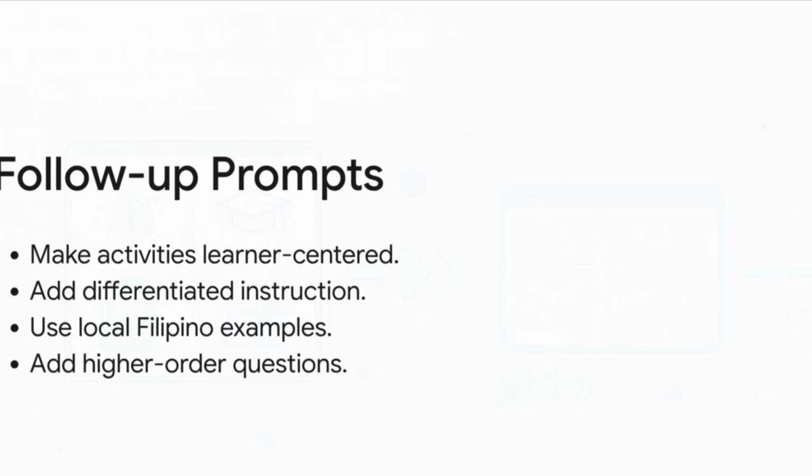You can literally just tell ChatGPT, hey, make these activities more learner-centered, or add differentiated instruction for students who struggle with reading. If the science examples feel a bit too Western, just tell it, use local examples relevant to Filipino learners. Want to really challenge them? Prompt it to incorporate higher-order thinking questions. The AI responds instantly to this extra guidance, getting more customized and culturally relevant with every single revision.